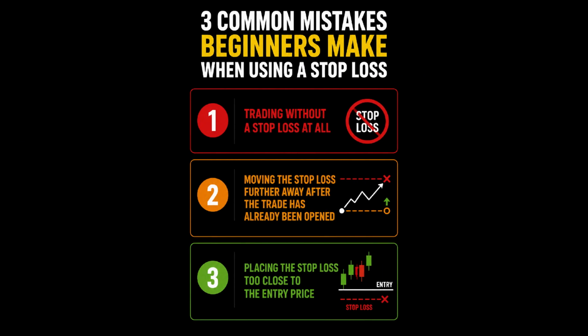Now let's look at 3 common mistakes beginners make when using a stop loss. The first is trading without a stop loss at all. Some beginners believe they'll simply close the trade themselves if the market moves against them. As you've learned, that's much easier said than done. The second mistake is moving the stop loss further away after the trade has already been opened. By doing this, they increase the amount they're willing to lose instead of sticking to the limit they originally set.